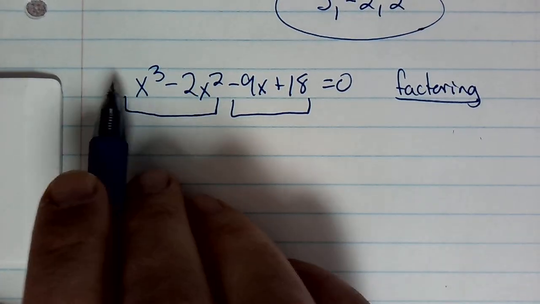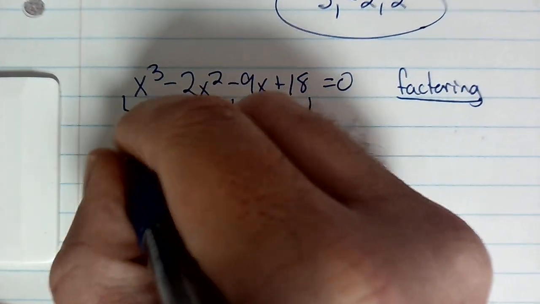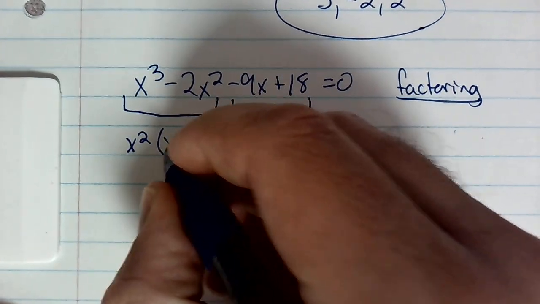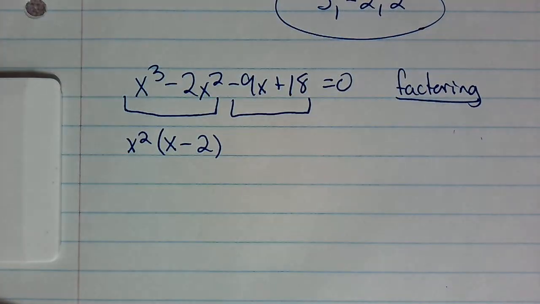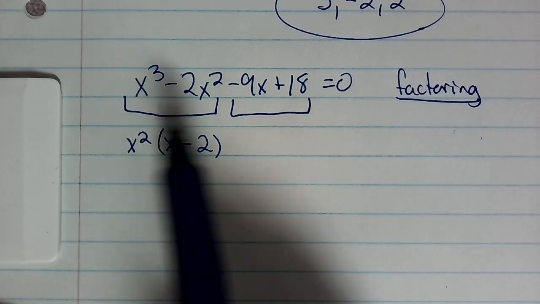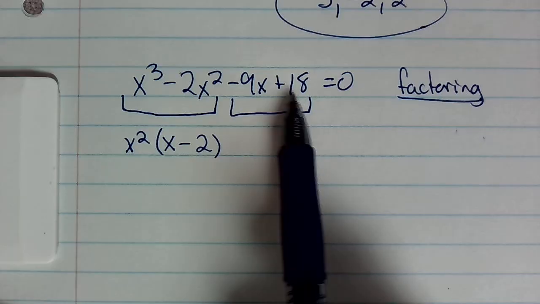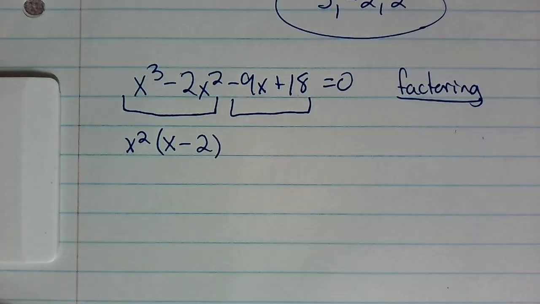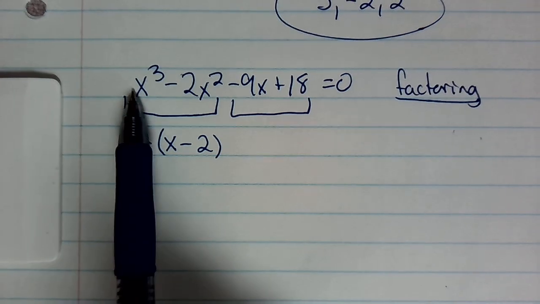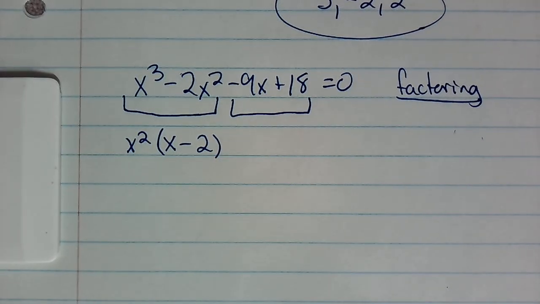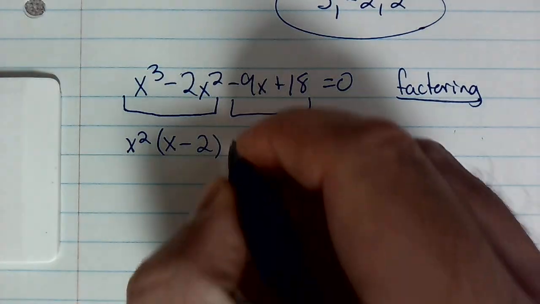Alright, what can I pull out of both these? An x squared. Y'all see that or not? What can you pull out of both these? This is the tricky part for the factoring. This is the easy part. This is a plus then a minus, right? This is a minus and a plus. So what do I gotta pull out? A negative 9.